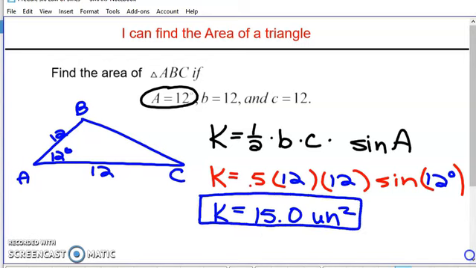Now, there are some calculators where you might have to do a little bit different order. Like if you're doing it on your computer, you might have to do 12 sin, hit enter, times 12, times 12, times 0.5. But most scientific calculators and graphing calculators will just let you put it in as is.